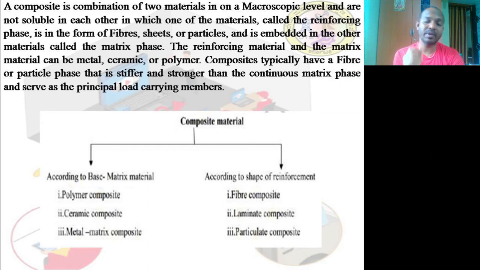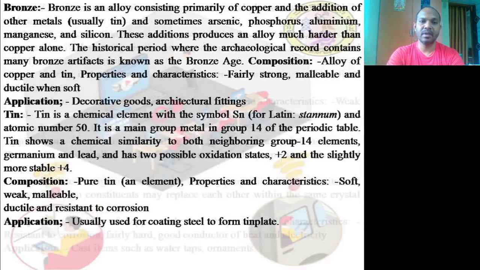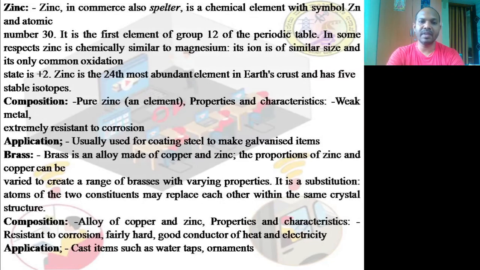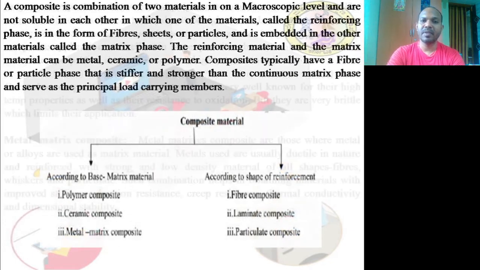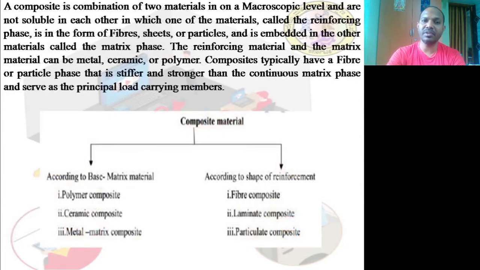Say for example, brass is an alloy of copper and zinc, which are mixable. Whereas in composite materials, the constituents are not mixable with each other. One is called the reinforcing phase, which is in the form of fibers, sheets or particles, and is embedded in the other material called the matrix.